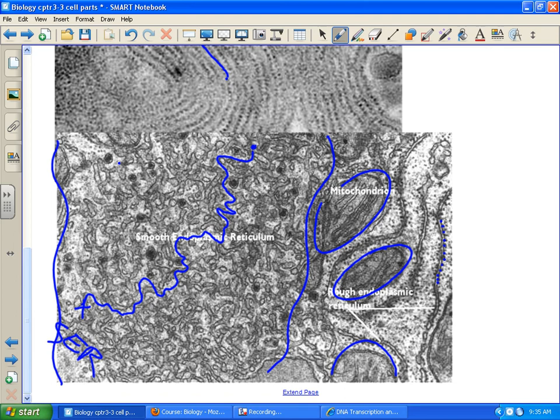The top, rough ER, is much faster, because proteins are very, very critical to a cell's life, and the proteins have to get where they need to go very quick. So that's another big difference between these two. Okay, questions on ER?